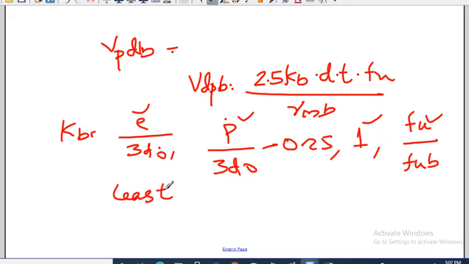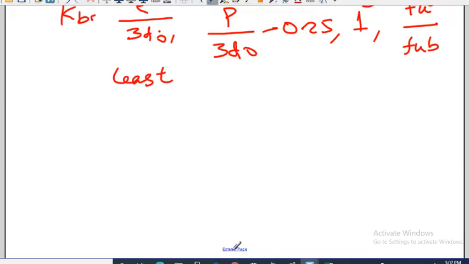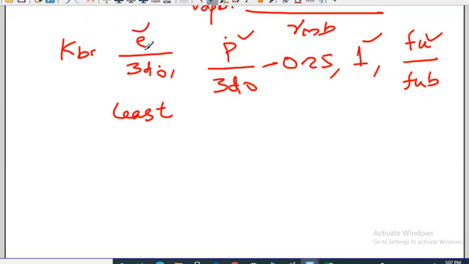At least one we should take. Sometimes in the problem, this e will not be given. As a matter of fact, as per the code, you can take e minimum as 1.5 d0. Similarly, p, as per the code, is 2.5 d.